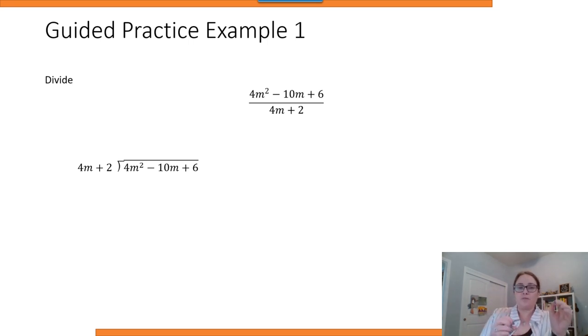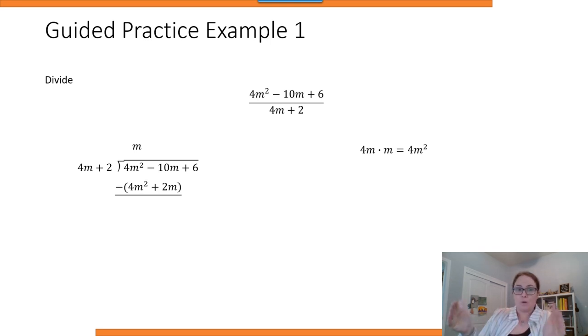So I ask myself, 4m times what will give me the 4m squared in my long division symbol? While thinking about that, 4m times m will give me 4m squared. So that m goes up top as part of my quotient. Then, just like with numerical long division, I take that m and multiply it by the divisor, 4m plus 2. I have to distribute that m to all terms in the divisor, so that becomes 4m squared plus 2m.